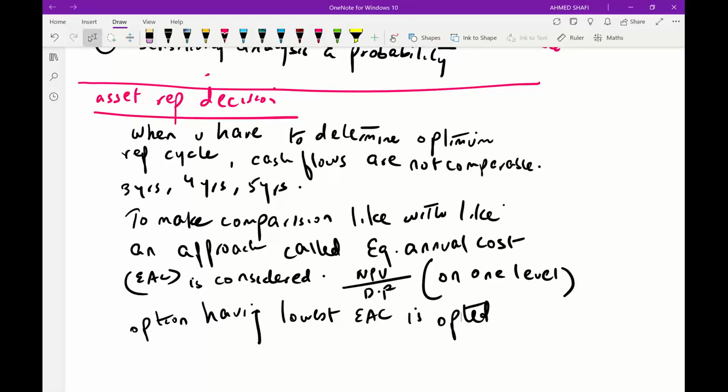That's NPV over discount factor. The purpose of EAC is to bring options of varying lengths onto an equal level, so that the comparison is like with like, and the option having the lowest EAC is opted. These are just the sample points. You can write, note that, and I would advise you to read the official examiner answer as well on how to elaborate these points to get a 4-mark answer. Obviously, you can never write the complete examiner answer, but you will just read and get knowledge regarding elaboration. Okay, any questions in this?